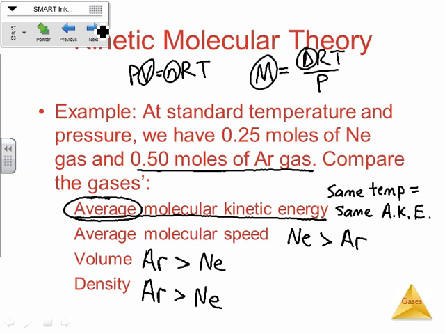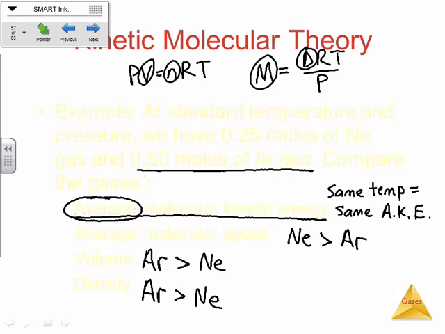Molar mass and density are directly related to one another because they're on opposite sides of the equation, and they're both in the numerator of that equation, okay? And so what that means is, all other things held equal, temperature and pressure equal, as the density increases, the molar mass increases, and as the molar mass increases, so does the density, okay? So those are the relationships between those things.